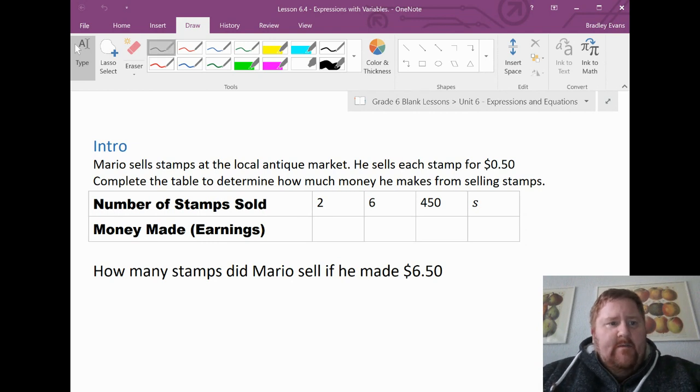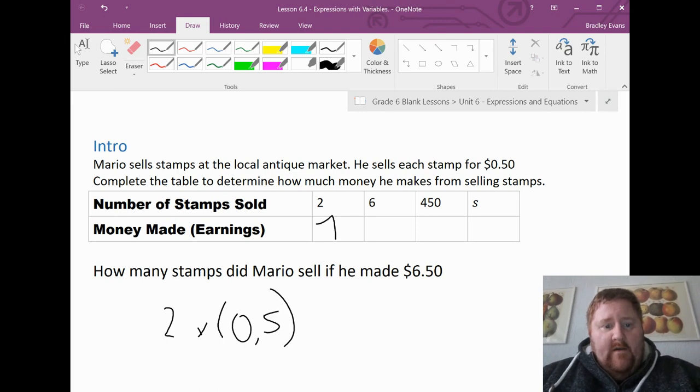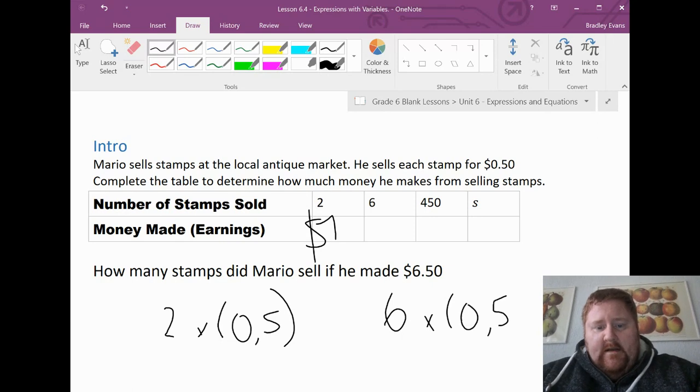Okay, so each stamp is 50 cents. So if he sells 2 stamps, he's going to sell 2 times 0.5, which is going to be $1. If he sells 6 stamps, he's going to have 6 stamps times 50 cents, and 6 times 0.5 is going to be $3.